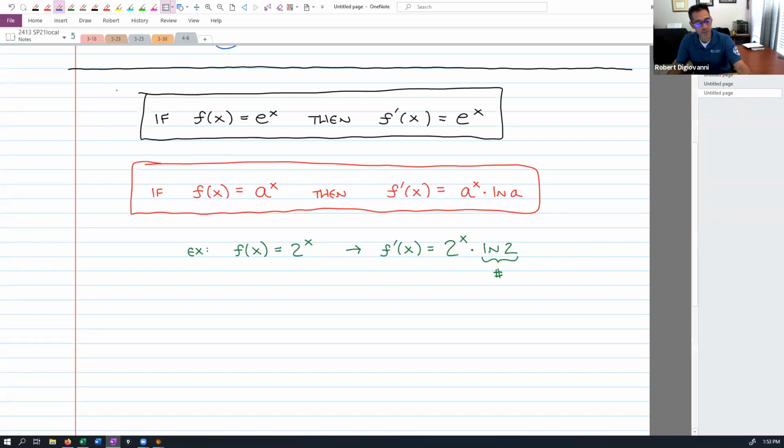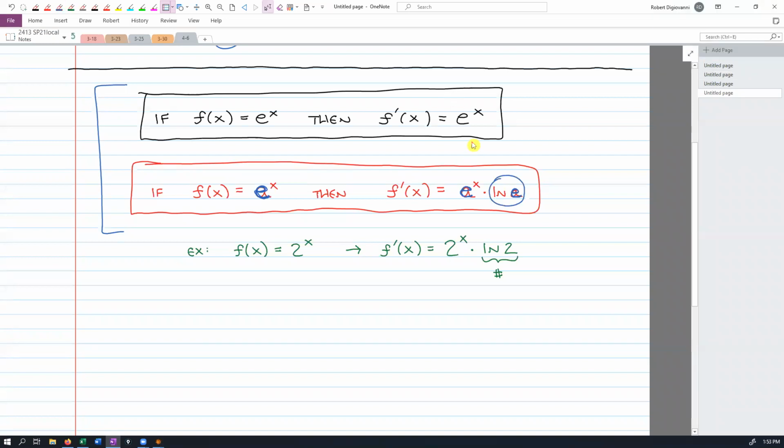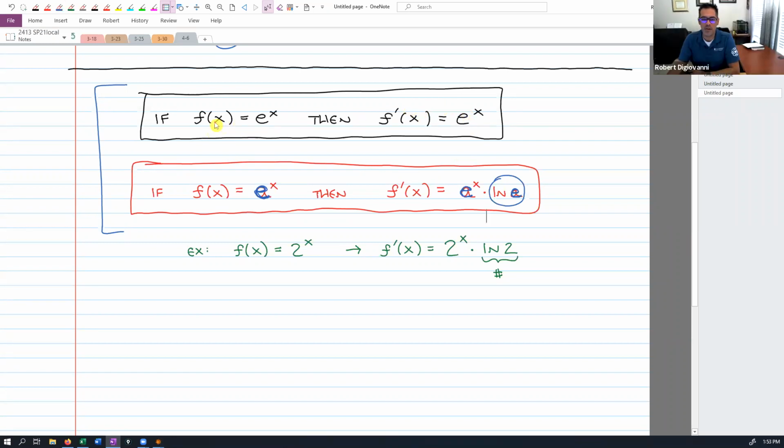Okay, so these are the two big results so far. What is the derivative of e to the x? It's itself. What's the derivative of a to the x? Well, it's itself times the natural log of a. Out of curiosity, what would have happened if we used this formula right here with e there? Then that would have been an e, and I would have natural log of e. But do y'all remember what natural log of e is? 1. So do you see that this actually does work and it creates this formula up here?